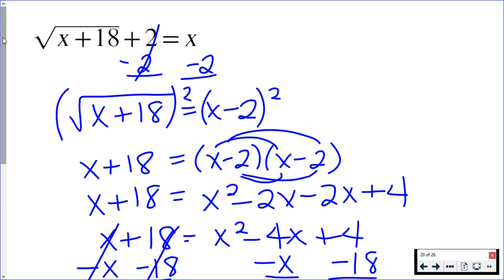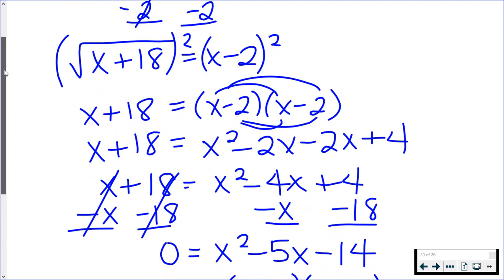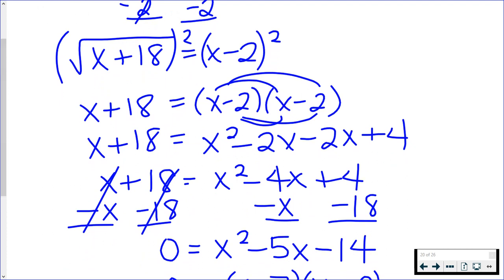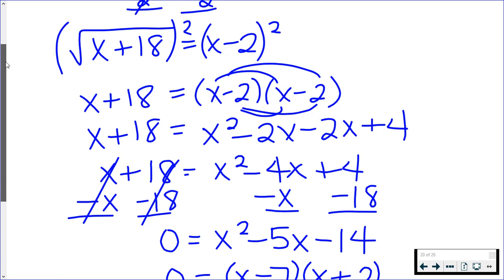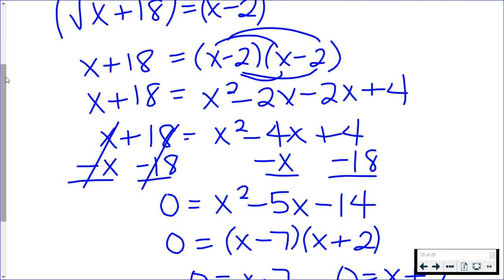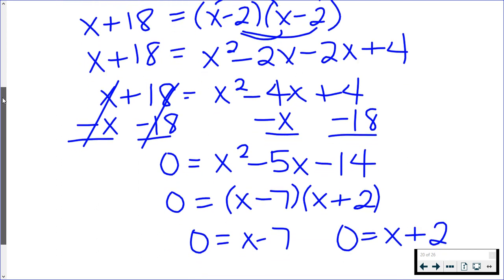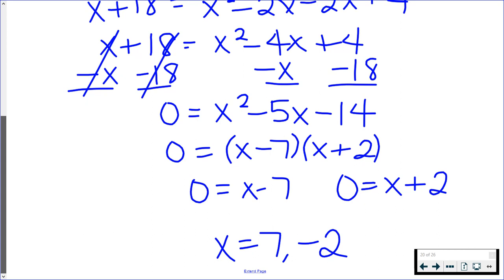What you do is move the x and move the 18 over. So subtracting x, subtracting 18. We end up with x squared minus 5x minus 14 on the other side. And then since we can factor, we're going to look for two numbers that multiply to negative 14 and add to negative 5. Those two numbers would be negative 7 and positive 2. And then you set those factors equal to 0 and you solve for x. So we end up with two solutions here, x equals 7 and x equals negative 2.